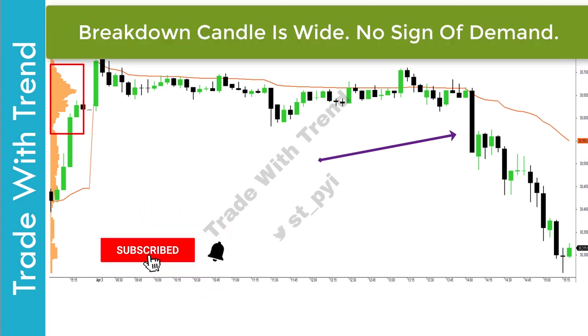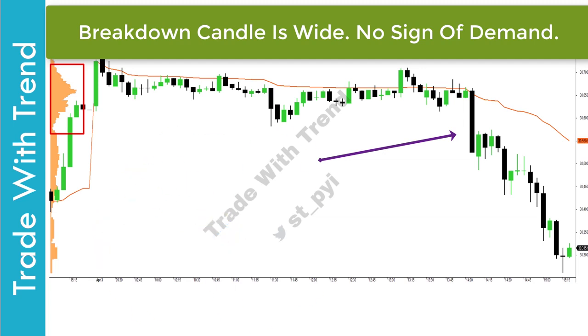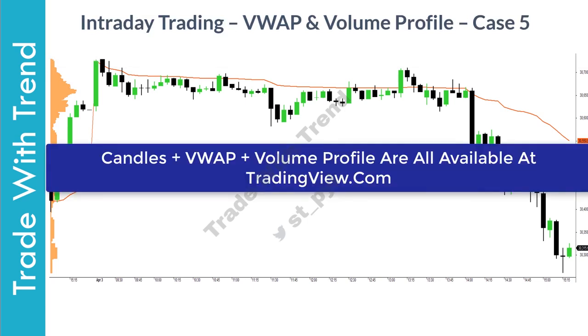Now look at the range of this breakdown candle. It is clearly the widest among all the candles that we have had in this day. Now this clearly reflects momentum on the downside. Now if you see, this simple intraday setup comprises of three main things: candlestick charts, VWAP indicator, and volume profile indicator. Apart from these, you don't have to include anything else.